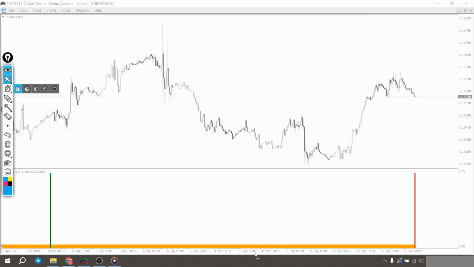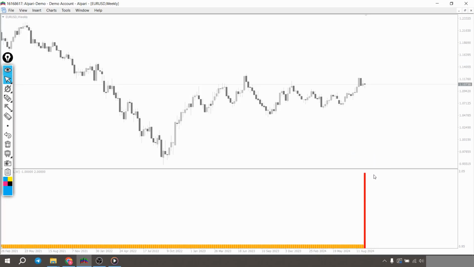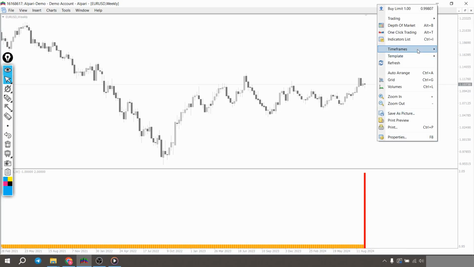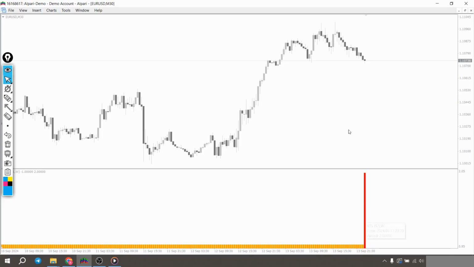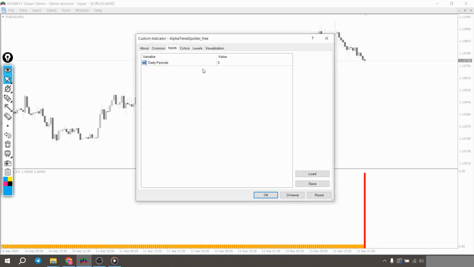To use this indicator effectively, you can follow the trend it signals on higher time frames, such as the daily or weekly chart, and then switch to lower time frames to refine your entries. The indicator's strength lies in keeping you aligned with the broader market trend, which helps you stay in profitable trades for longer. The most important setting to consider is the daily period, which controls the daily moving average period.